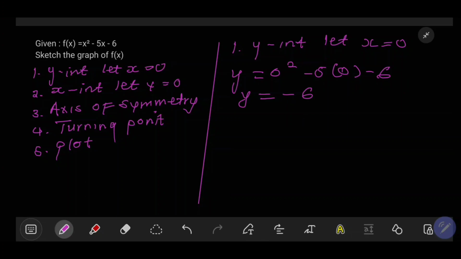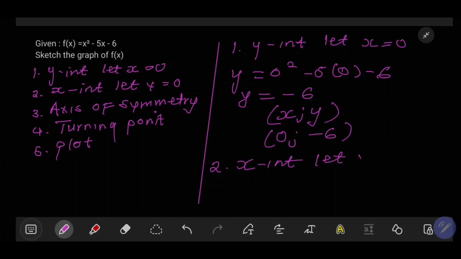Because we are dealing with a Cartesian plane, where a function is drawn, we have to put this in coordinate form. In coordinate form, we know that coordinates are in the form x comma y, and our x value in this case is 0, and our y value is minus 6. And then we can do number 2, we can find our x-intercept by letting our y value be 0.